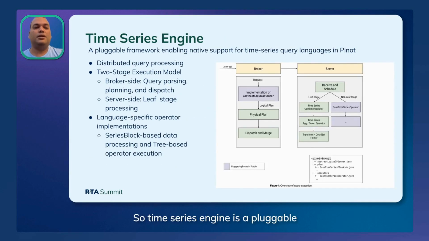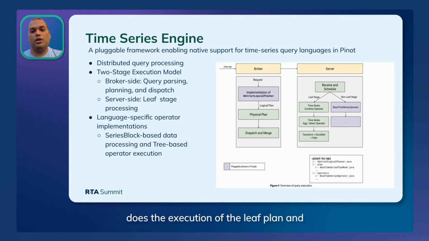The time series engine is a pluggable framework which allows running time series data analysis in Pinot. We collaborated with Uber to work on this feature in open source Pinot. The time series engine is a distributed query processing engine, and it has a two-stage execution model. The query comes into the broker. The broker parses and accepts the query, and passes it on to the plugin. The plugin builds the logical plan and then passes it to the time series engine. The time series engine creates a physical plan and, in the second phase, passes it to the server.